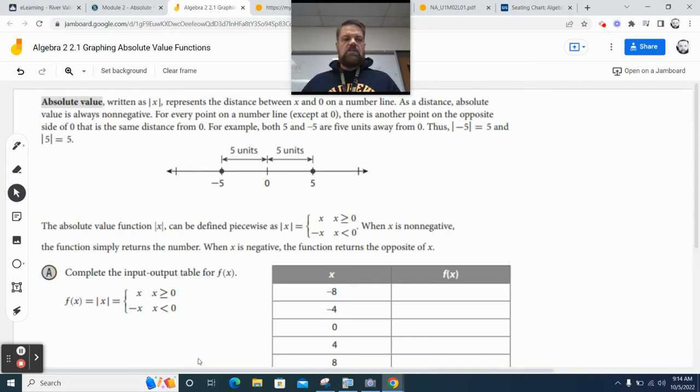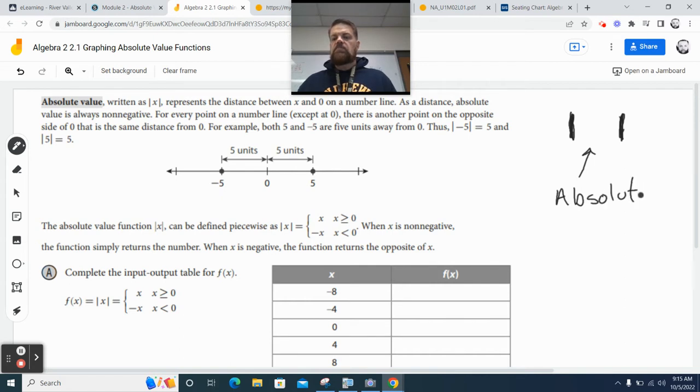You guys do recall that the absolute value of x is... remember that the straight up and down lines, whatever's trapped in between there, we would say those are called absolute value brackets. Okay, so whenever you see something written in straight up vertical lines, that's the absolute value.